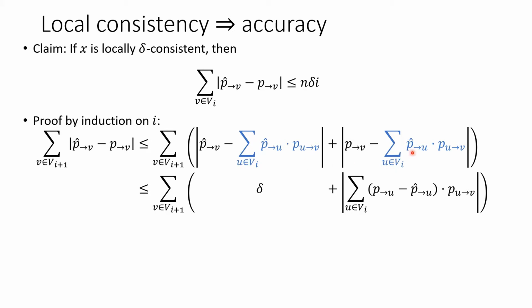Meanwhile, in the second term, we can do a similar trick as before. We express the true probability of visiting v in terms of the true probabilities of visiting the vertices in the previous layer. All right, now we can pull this delta outside the sum, picking up a factor of n in the process. And in this second term, let's use the triangle inequality to move the absolute values inside the sum.